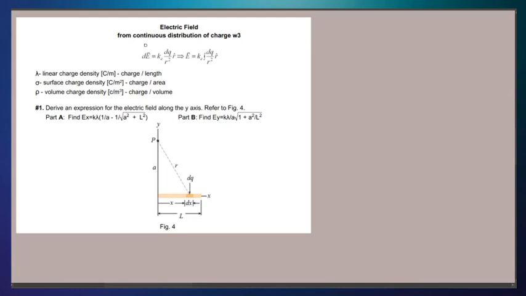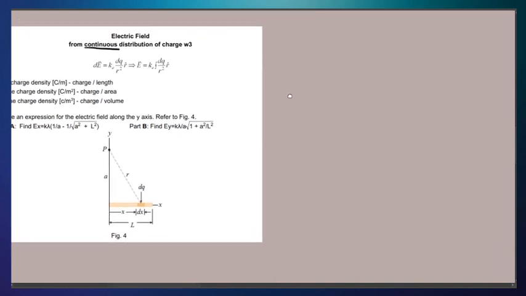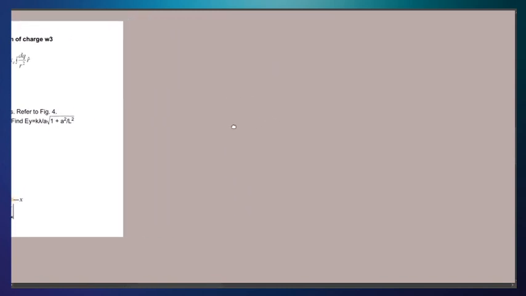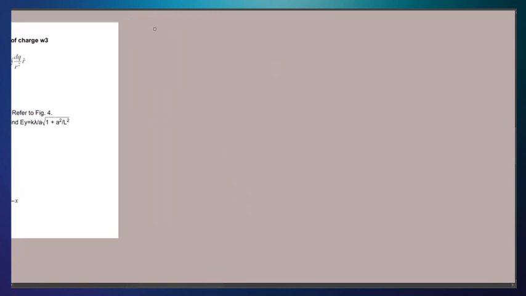Electric field from continuous charge distribution. Continuous charge distribution is a little different than electric field from discrete charge distribution. So first let's see if we can understand what this is before we start solving any problems. What you have done so far is you've looked at discrete charge distributions.